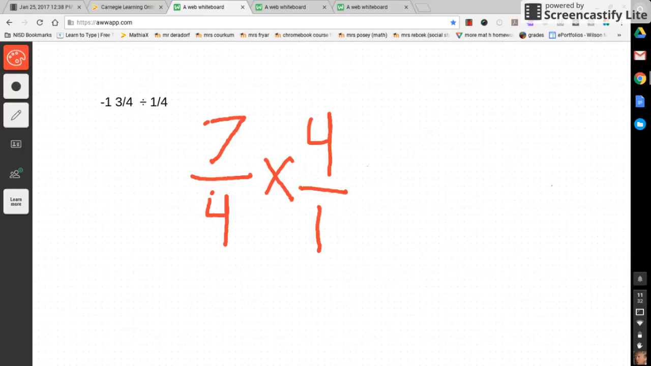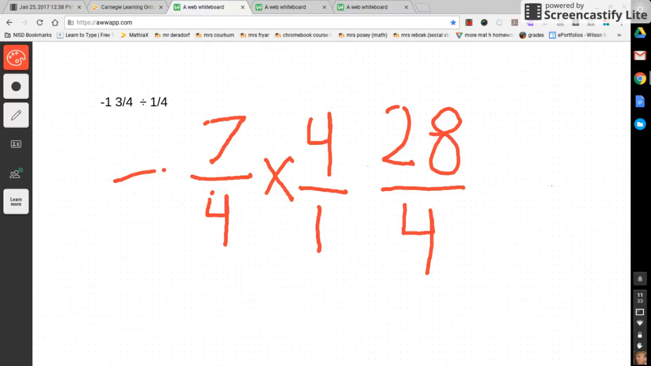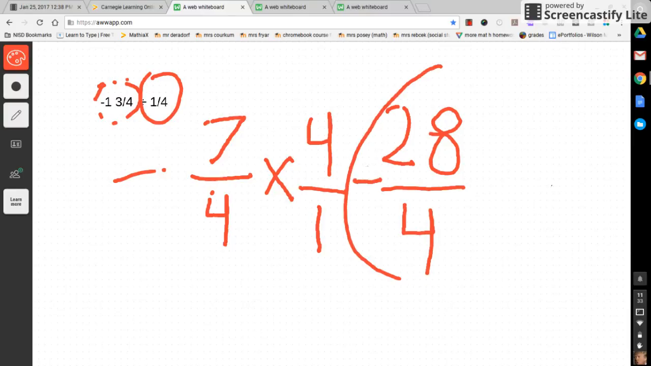Next, after you've done that, it's time to multiply. First, you multiply the two denominators. So 4 times 1 will equal 4. Next, you multiply the two numerators, 7 times 4, which gets you 28. And since it was a negative times a positive, or divided by a positive, it's always going to be a negative number. So our unsimplified answer is negative 28 over 4.